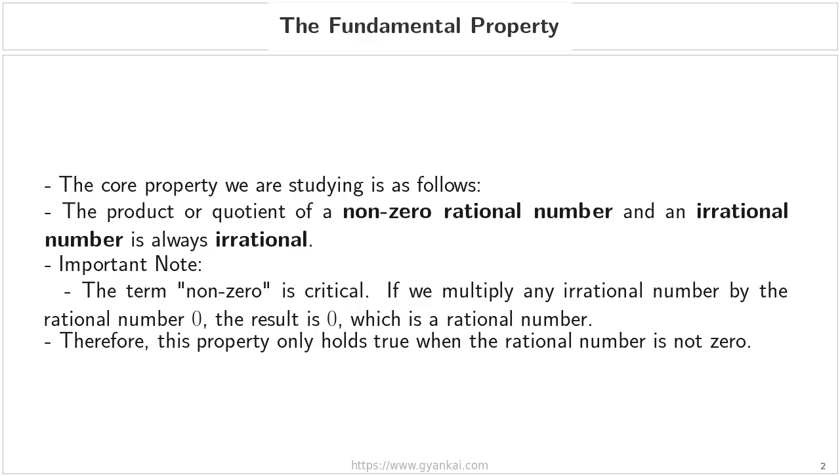Why? Well, think about what happens if we multiply any irrational number by the rational number 0. The result is simply 0, and as we know, 0 is a rational number. Because of this specific case, we must specify that this property only holds true when the rational number we are using is not 0. Keep this distinction in mind, as we are about to use this exact logic to build a formal proof by contradiction in the next few slides.